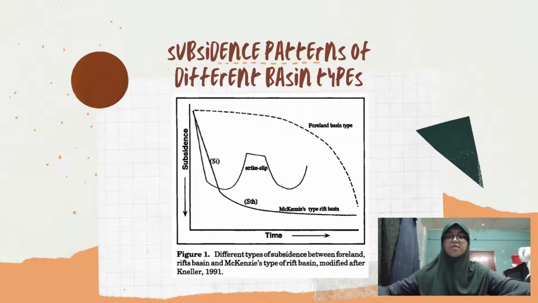Firstly is the foreland basin type, which shows a gradual decrease, and then the strike slip, which has a decrease and an increase, and lastly the McKenzie type of basin, which shows a clear dip followed by a gradual thermal subsidence. So there it is labeled SI and STH.